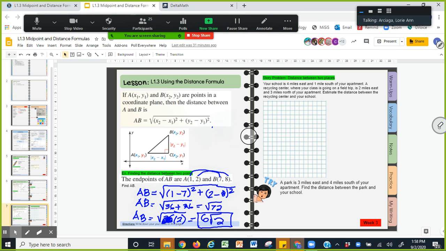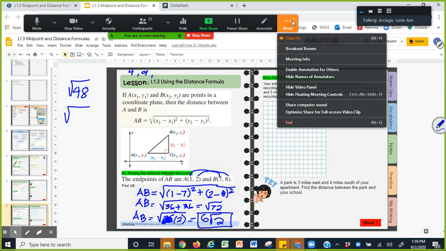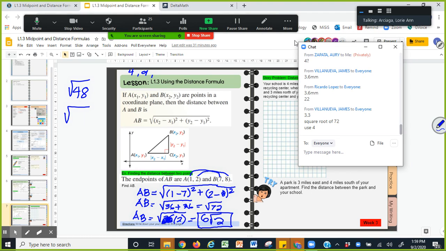Anybody? I'm going to write it over here. Anyone? How do you simplify square root of 48? What are your perfect square numbers? Starts with 4, 9, right? And the chat says use 4. Yeah, we can use 4, but that's not the biggest perfect square number that could go into 48. I'm not saying 4 is wrong. You can break it down into 4 times 12, but you have to break down the 4 again. So what's the next perfect square number after 9?